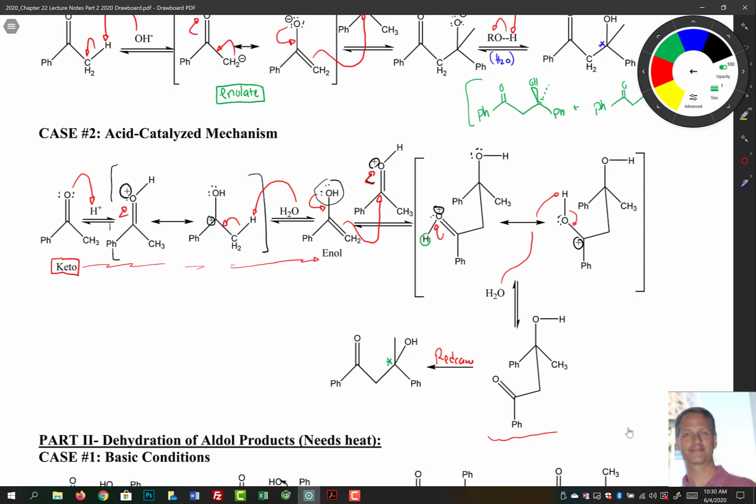So if we're stopping here, that actually would be the same products as we saw up above. So you get your carbonyl, your phenyl group, right? The same two products. And there we have it. Okay, so that's your first step. That's your part one. So then the second part of this reaction is just your dehydration.